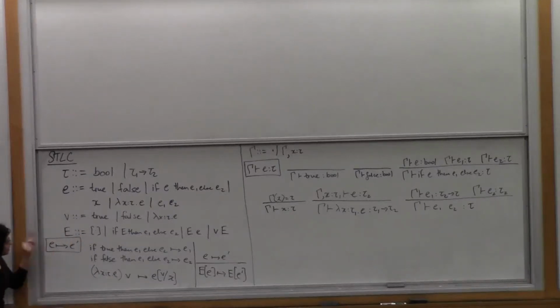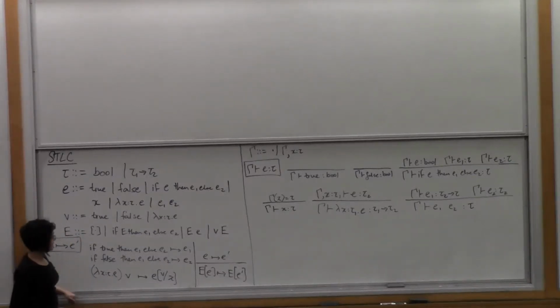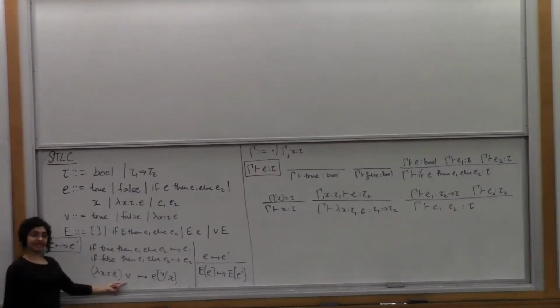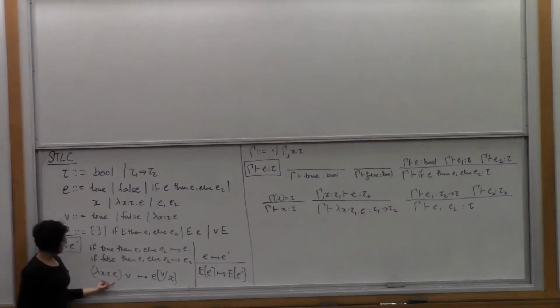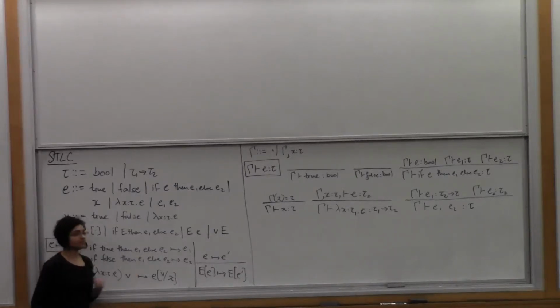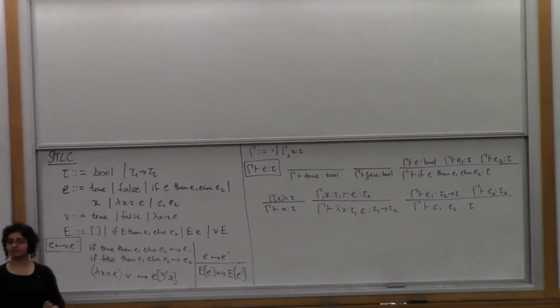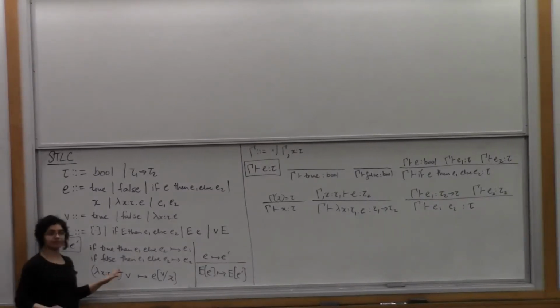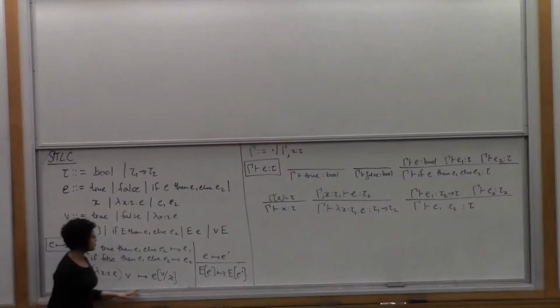And here are my reduction rules. If true then E1 else E2 steps to E1. If false, then that steps to E2. In the application case, you have a lambda applied to a value, and it steps to E with V substituted for X. I'm just getting you familiar with my style of writing things, in case it's different from what's been going on before.